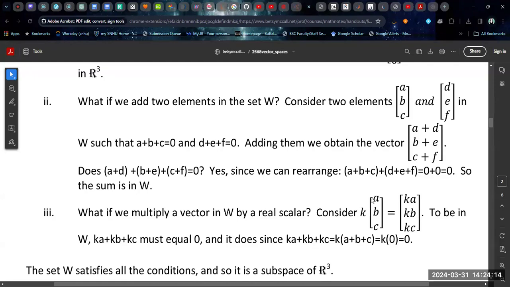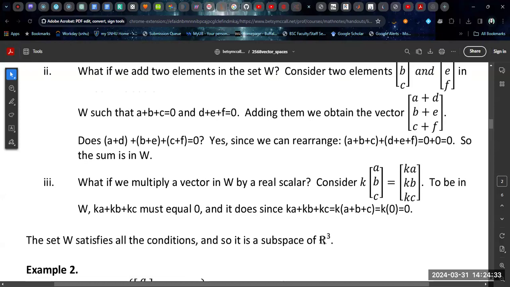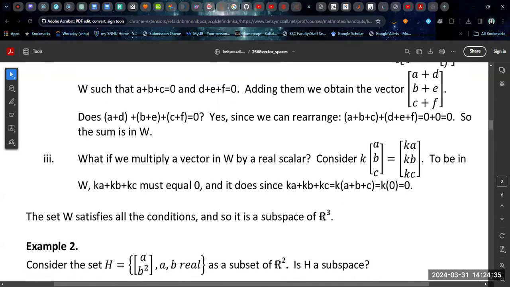And then the third one is if I multiply a vector in W by a real scalar, say K times ABC, does that add to 0? Well, KA plus KB plus KC, I factor out the K, A plus B plus C, which I know is already 0 by the definition of W. K times 0 is 0. So this satisfies all of the conditions that I have to check. So the set W is a subspace of R3.